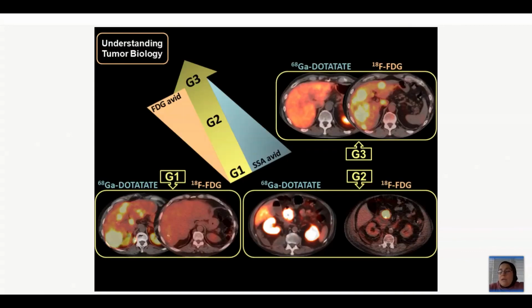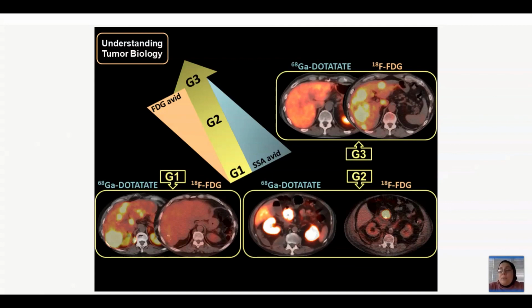Right? So another advantage of dotatate is when we do what we call in our world dual tracer, which means 2 different types of radiotracers or 2 different types of radioactive materials. You will notice here I'm saying gallium dotatate and I'm saying FDG. FDG is actually a radioactive glucose that we inject into the patient. And this is the basic radiotracer we use in PET a lot.